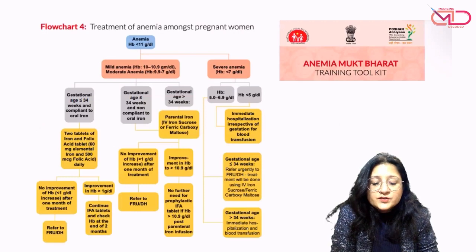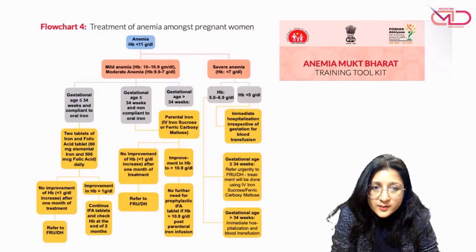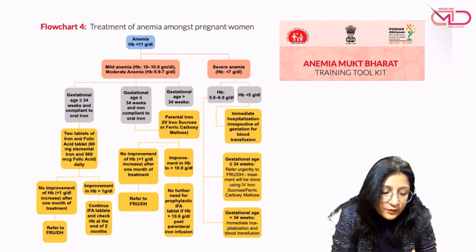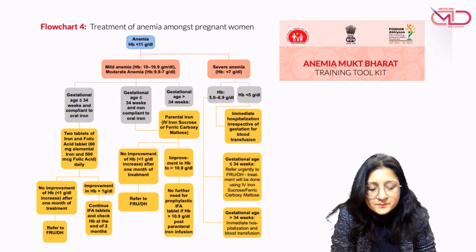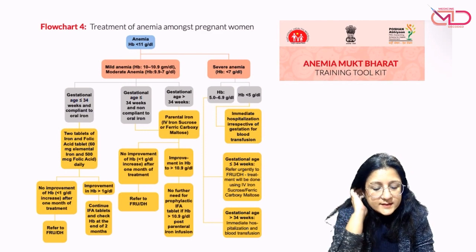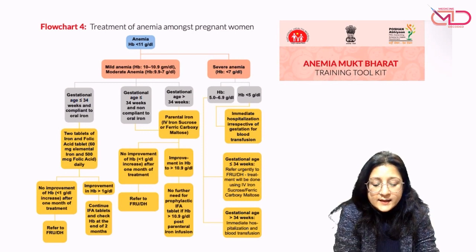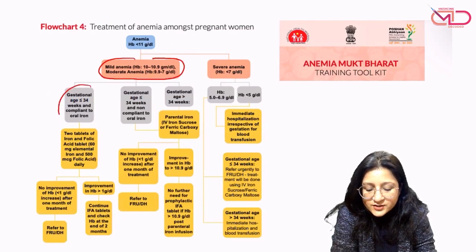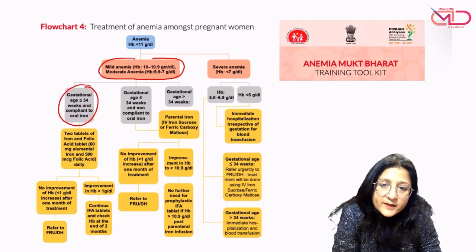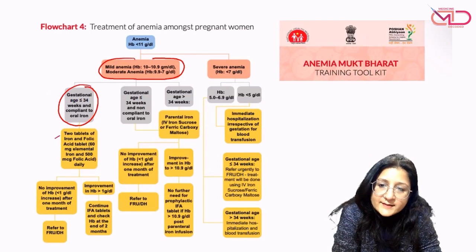Now, let's also revise the treatment of anemia amongst pregnant women according to the Anemia Mukt Bharat scheme. And I have taken this flowchart from the National Health Mission training toolkit as well. So if you go through this flowchart, you will see that if the hemoglobin is less than 11, that is the definition of anemia. If it's mild to moderate anemia, right, and if the gestational age is less than 34 weeks, then you can give oral iron, right? 2 tablets of oral iron folic acid.